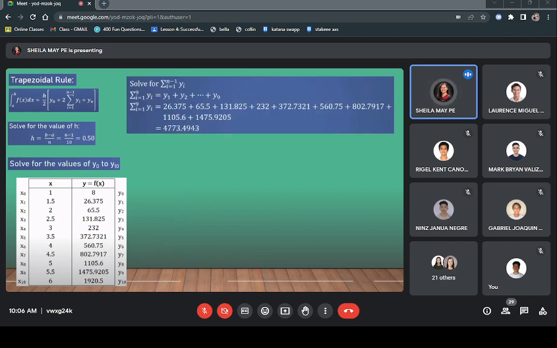Okay, we have here the solution. As I told you earlier, remember we have this formula. We already have h and we already have the values of our y. What will we do with the values of y? We need to omit from the summation y sub 0 and y sub n again, because those are our outermost bases. We only need to total the bases in between those two outermost bases, which are y sub 1 up until y sub 9. Total y sub 1, which is here, 26.375, up until 1475.9205, and it would give us 4773.4943. You can also check on your end, okay?